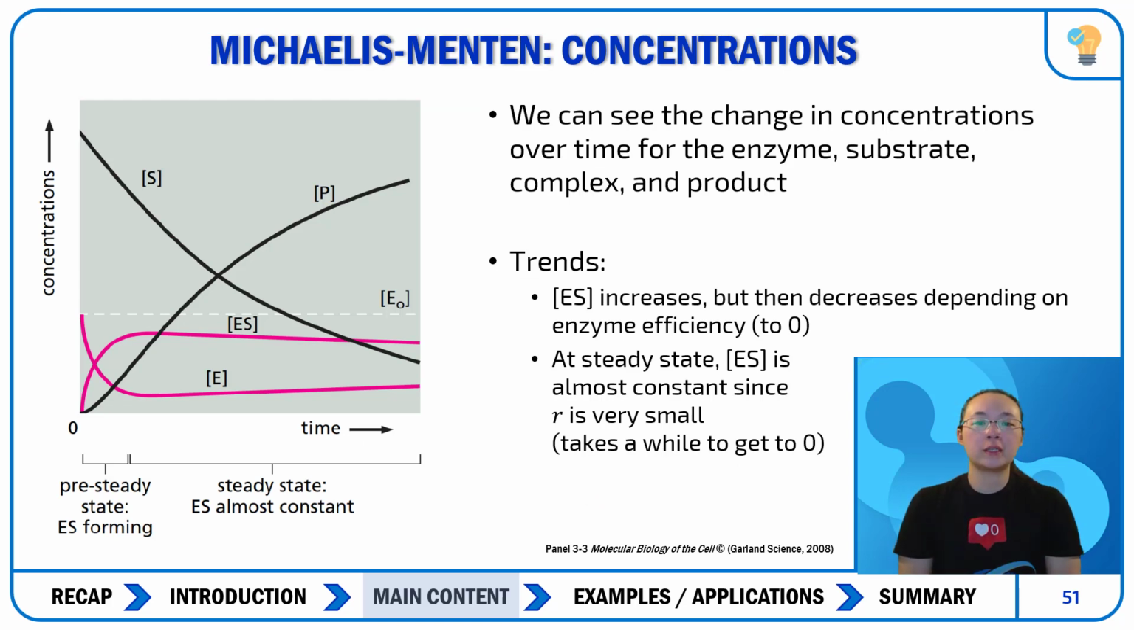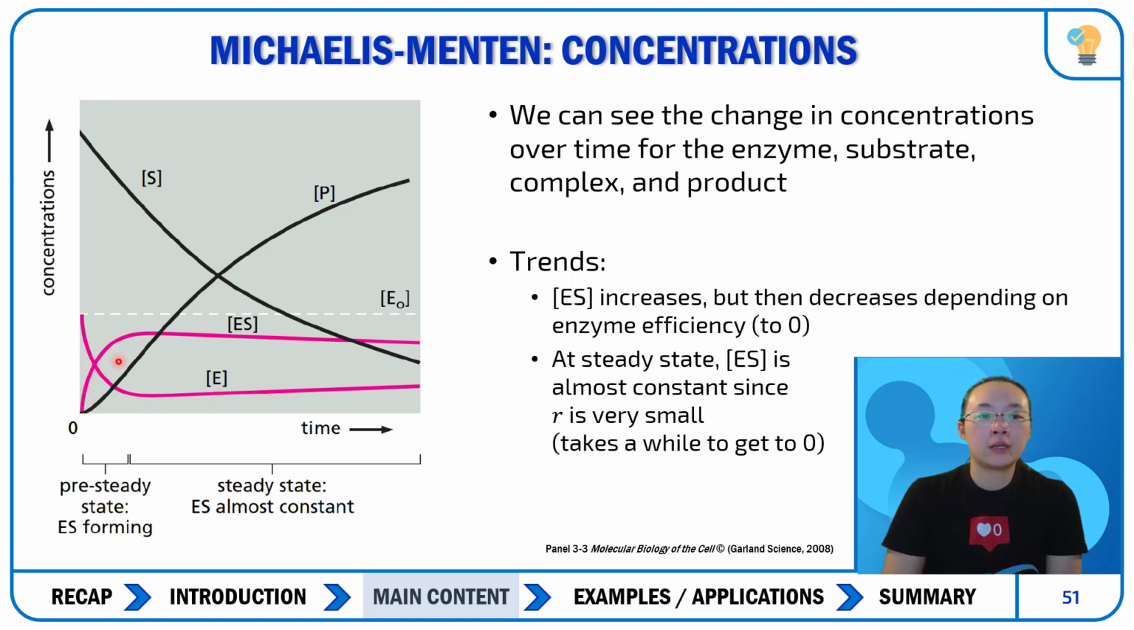So for concentrations, we want to see how the concentration changes over time through a reaction. So we want to take a look at the enzyme, the substrate, the complex, and the product. So some trends, taking a look at this graph, my product is going to increase over time, which makes sense because I want more product. The substrate is going to decrease over time, and that makes sense too because more product is being formed from the substrate.